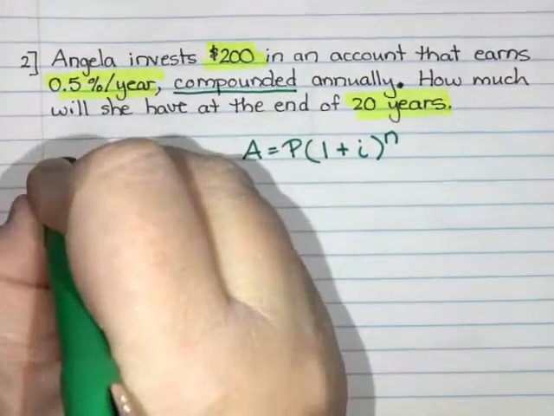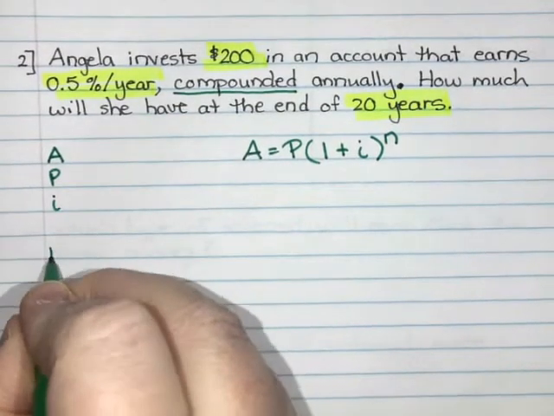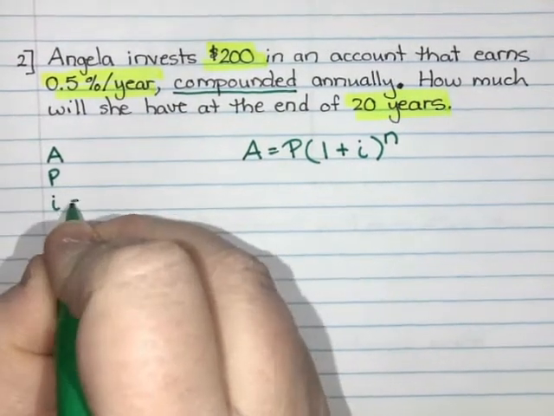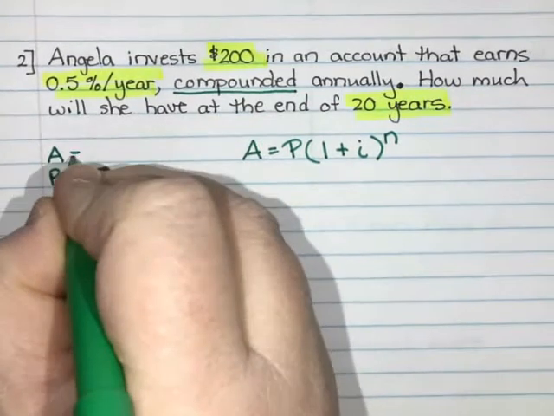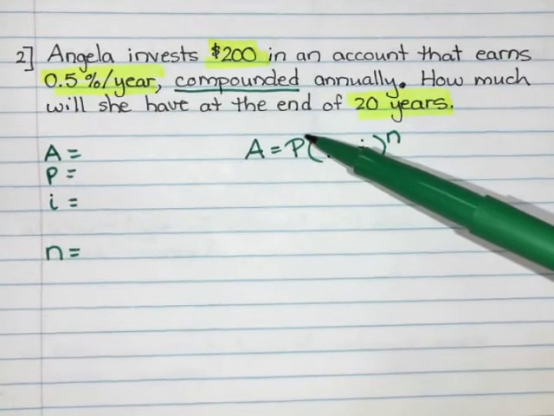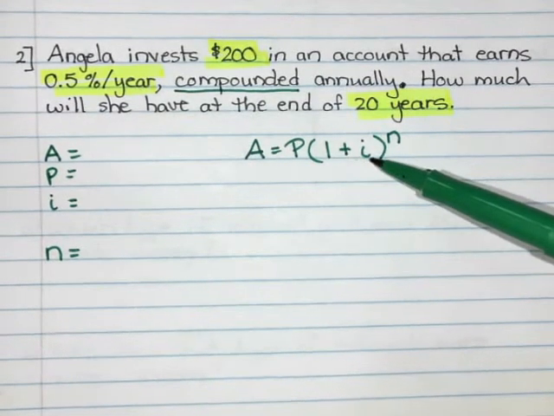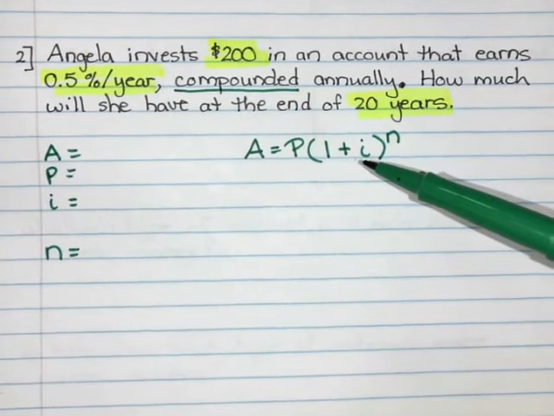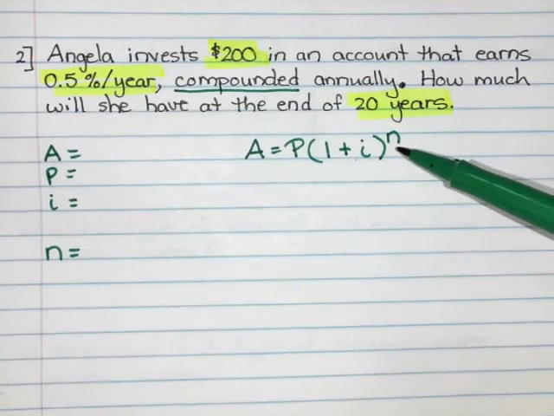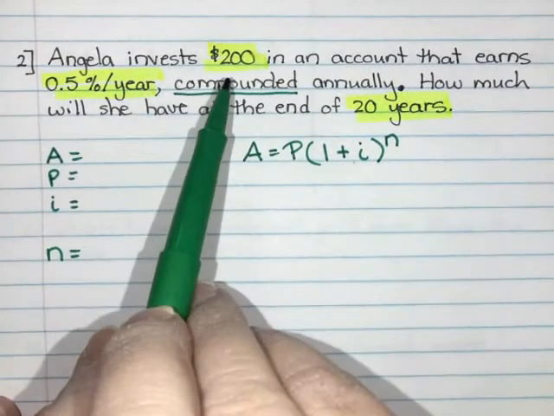So I'm going to write A, P, I, leave an extra line, and then N. That's because my interest rate requires a calculation. So A stands for my final amount, P is my starting amount or principal, that's what it's called. The 1 is just a number 1, I is my interest rate, but divided by 100, and then N is the number of years.